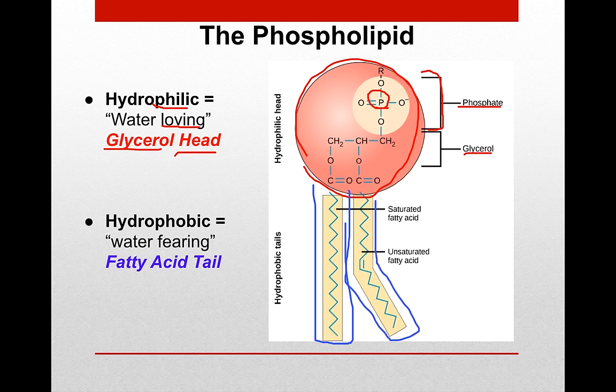this one is bent. And if you remember, this one is straight. So if you remember, straight is saturated fatty acid, and the bent one is the unsaturated fatty acid. So hydrophobic means water fearing. They have a fear of water, so they will repel water.